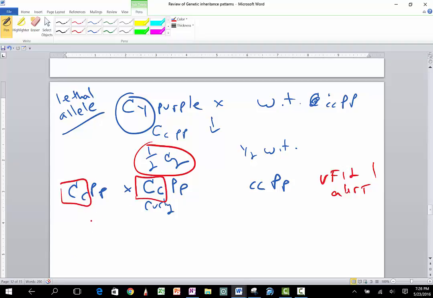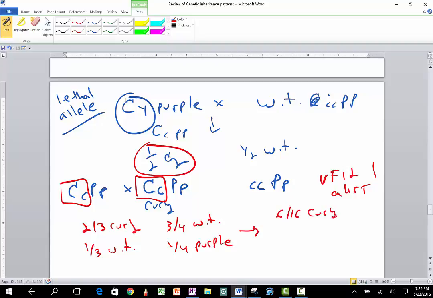A curly monohybrid cross gives us 2/3 curly, 1/3 wild type. The purple one is going to give us regular 3/4 wild type, 1/4 purple. So what are we going to get overall? These aren't 16ths, these are 12ths. So 2/3 times 3/4 is 6/12, or 1/2. 2/3 times 1/4 is 2/12.